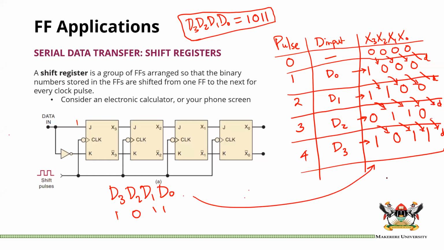So you can see that we have transferred our information D3, D2, D1, D0, 1, 0, 1, 1 into our shift register X3, X2, X1, X0. But because we are using a shift register, in other words, serial transfer, we need more pulses, and the number of pulses you need is equivalent to the number of bits that you are actually transferring. And obviously, I don't know if the book has the truth table, but when you do the truth table, it simplifies things.